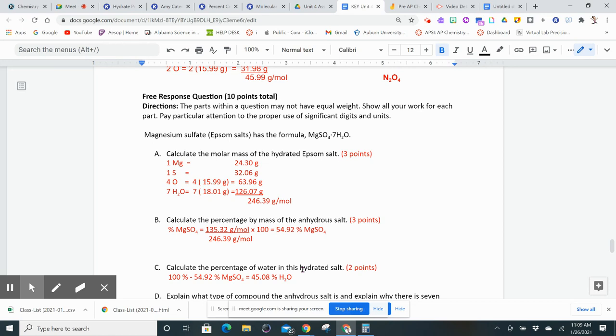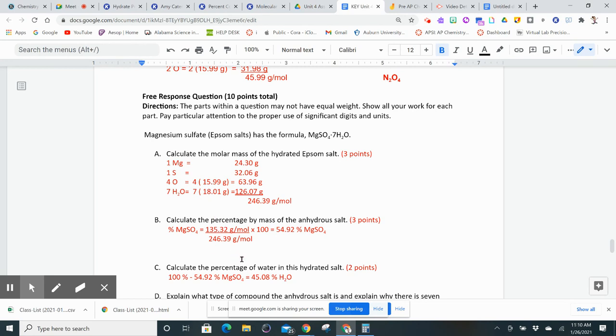(24.3) plus 32.06 plus 63.96. I think this has a mistake in it. Because if you add their numbers, that does not give you 135 for those 4 things. So I think they made a mistake in that number right there.